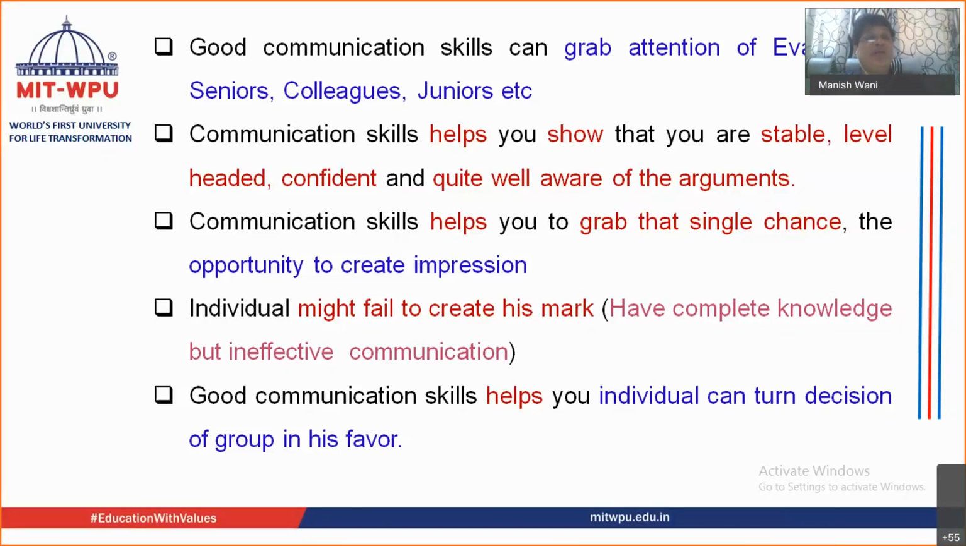So communication skill plays a very, very important role in group discussion. So in order to be successful in a group discussion, you have to have very good communication skill.